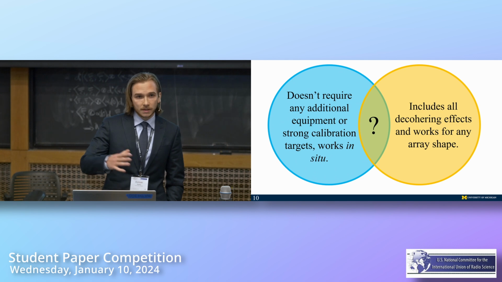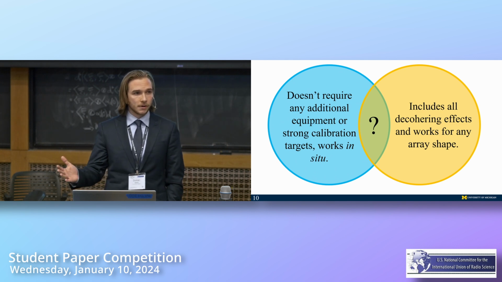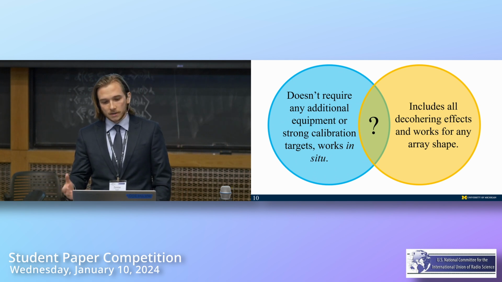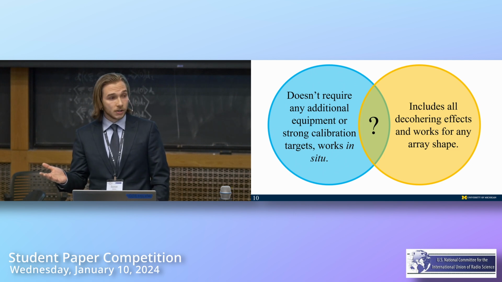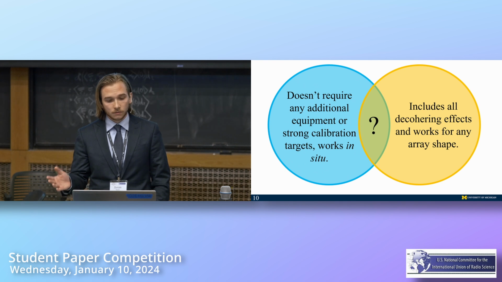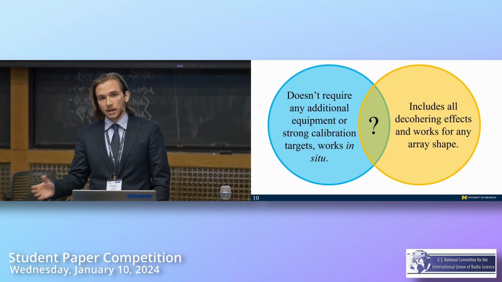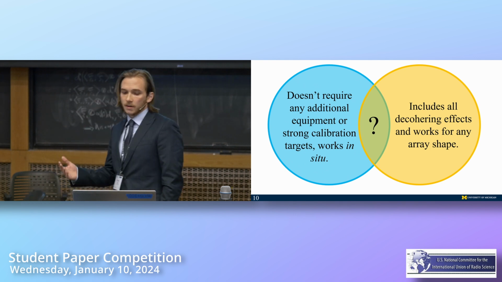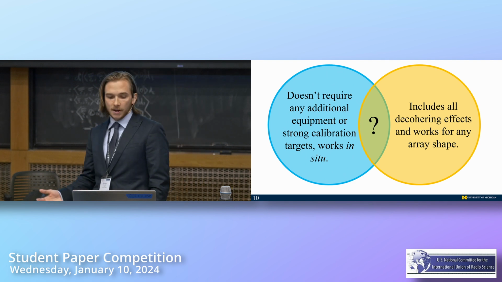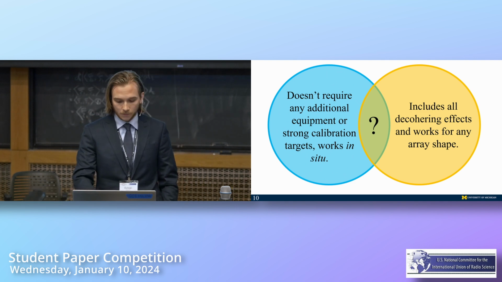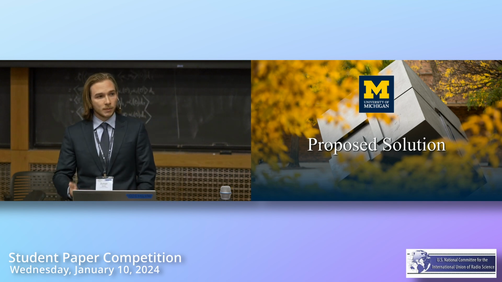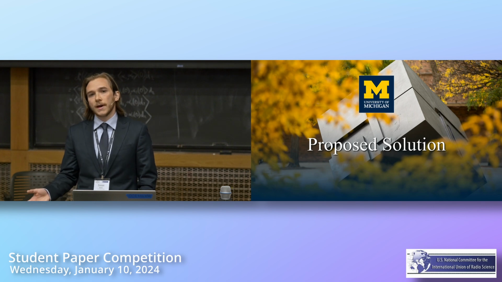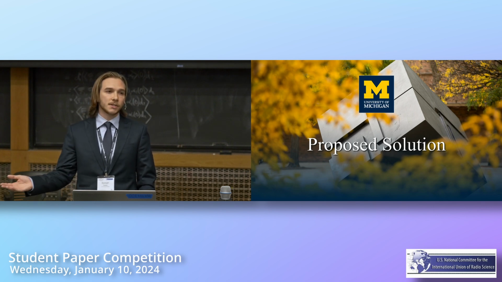So it seems like there's still an open problem here for in situ calibration: the development of a method that doesn't require additional equipment or strong calibration targets with known locations and can be used in situ, but at the same time includes all of the decohering effects and can work for any array shape. So we have a proposed solution for this problem, specifically for the case of arrays mounted on aircraft and spacecraft, where you have access to the transmit and receive signals for each element.